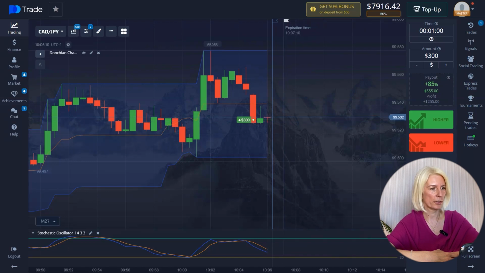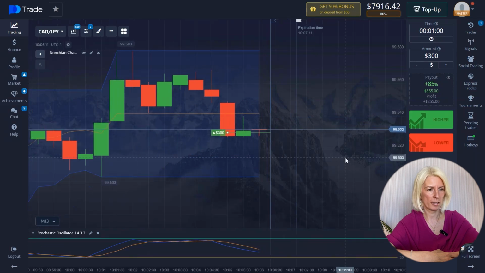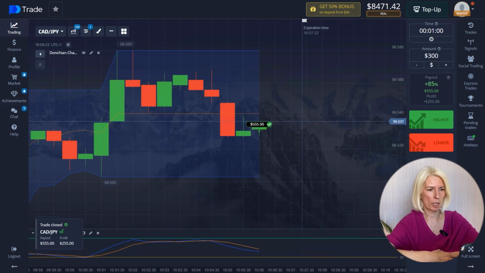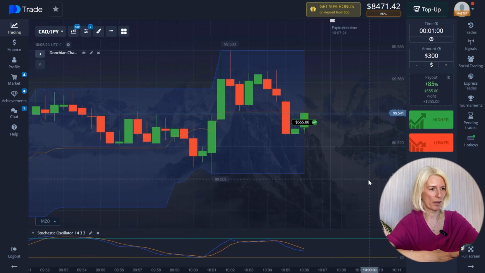The price continues and the upward movement is immediately replaced by the opposite. The margin of price movement is minimal. Quotes have stopped their movement, but looking east, our profit again is $255.